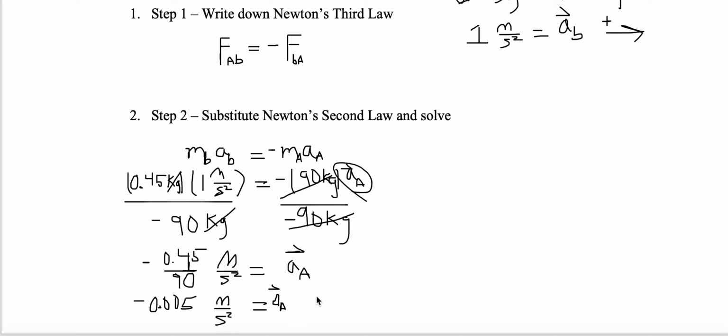And so that is our answer. Our acceleration is minus 0.005 meters per second squared. The negative sign means it's in the opposite direction of positive, so that means that the astronaut is going to the left.